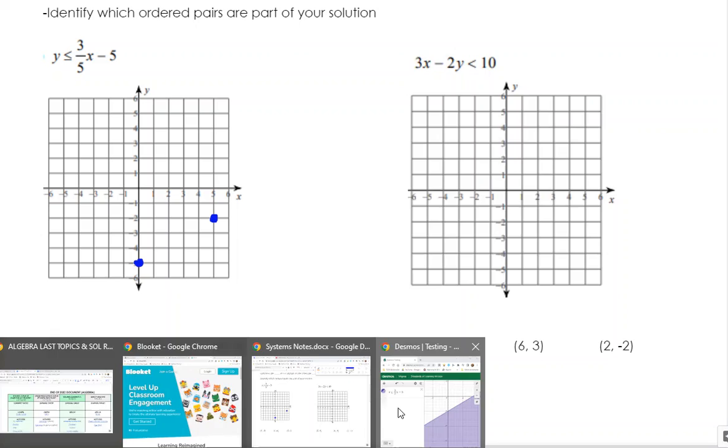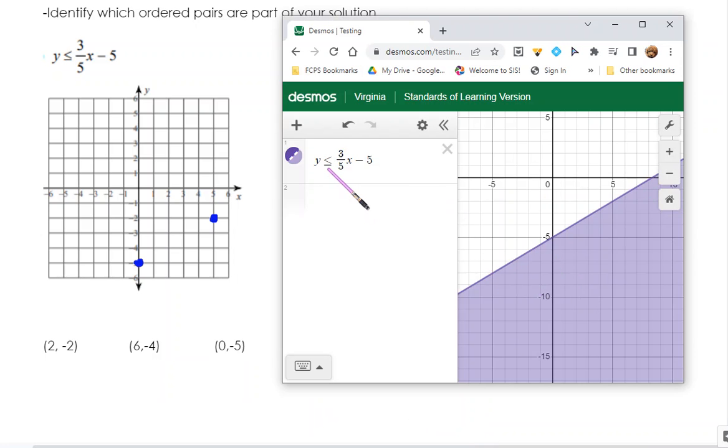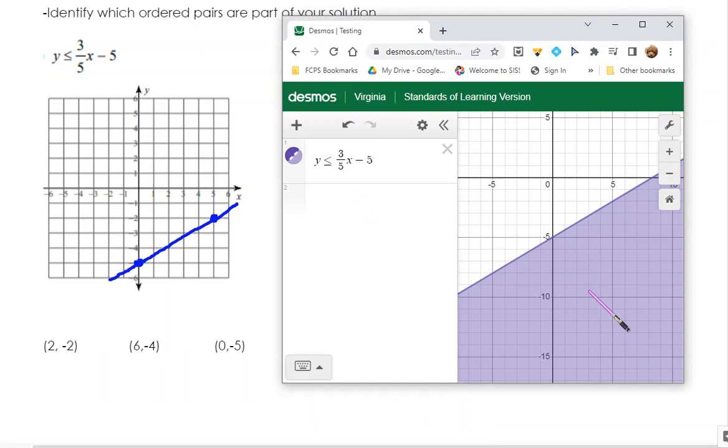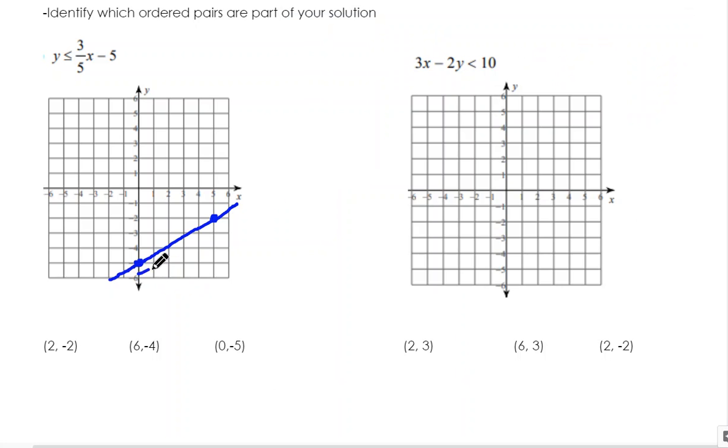All right, and just like on Desmos, this has a solid line because it has a less than or equal to sign. So it's a solid line. And you see on Desmos how they shaded it below, right? They shaded it below down here. So we're going to shade in anything down here below. This is all I'm going to shade in.